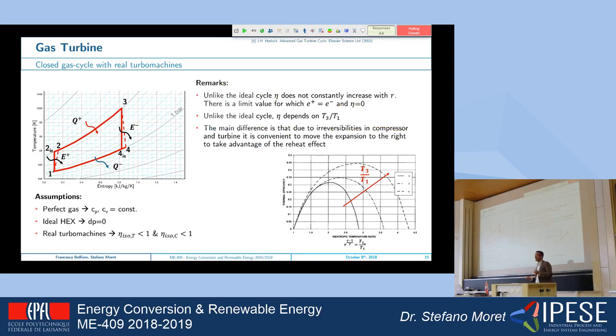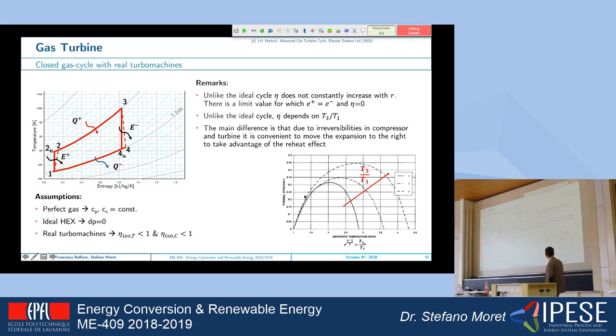So unlike the formula that I showed you before, as you remember, we had that by increasing R, we were always increasing the efficiency of the ideal cycle. So by increasing the pressure ratio in the formula there, we always increase the efficiency. This is not the case if we have real turbo machines. Why this? Because in real turbo machines, the temperature difference matters. Okay? Because you see, we cannot say anymore that this temperature ratio is always constant, because we don't end up in the same point there. So the efficiency, in this case, depends also on the ratio of the temperatures.